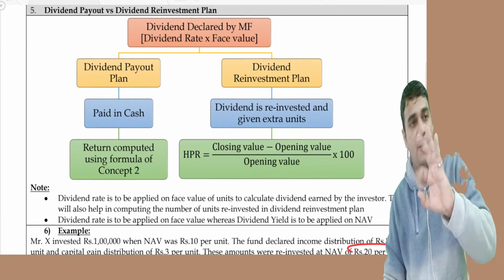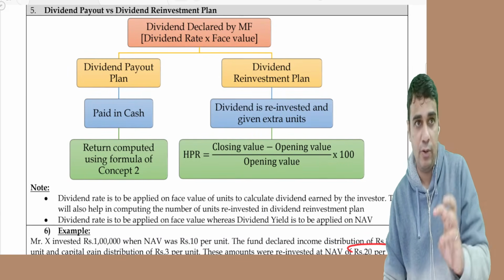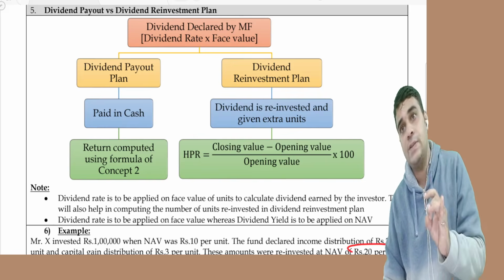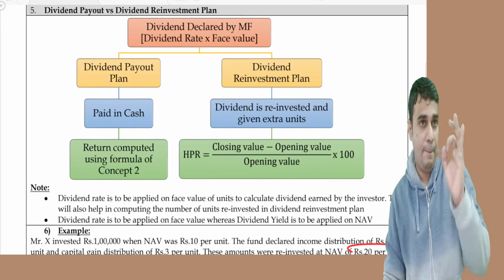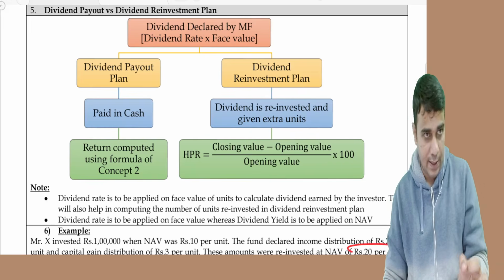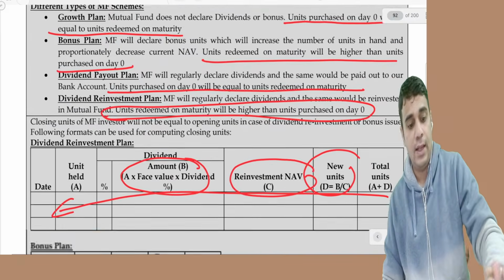Dividend payout plan, paid in cash. Dividend can be in three forms: dividend rate, dividend yield, dividend payout. Rate is multiplied with face value, yield is multiplied with NAV or market price, and payout is multiplied with earnings per share, which you will see in the security valuation part. Paid in cash, same formula. If you're not paying in cash, it is what I get back minus what I give divided by what I give into 100.